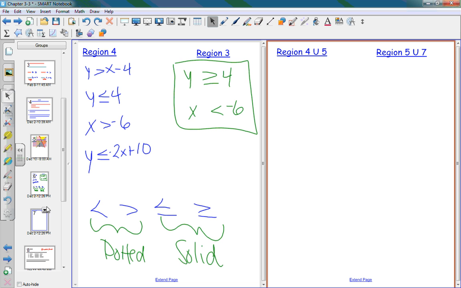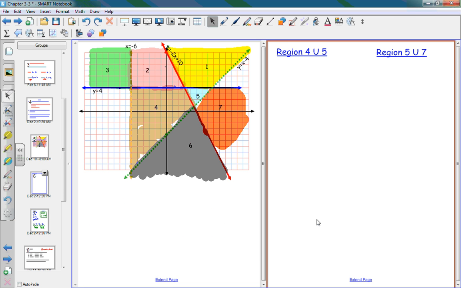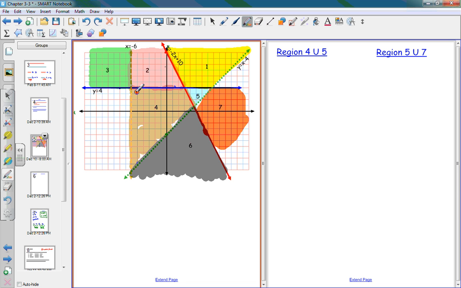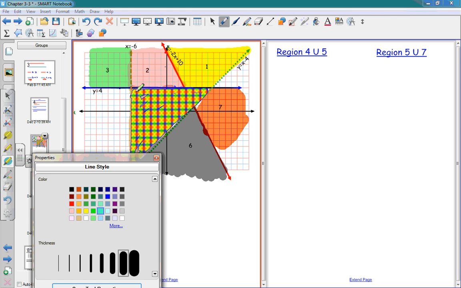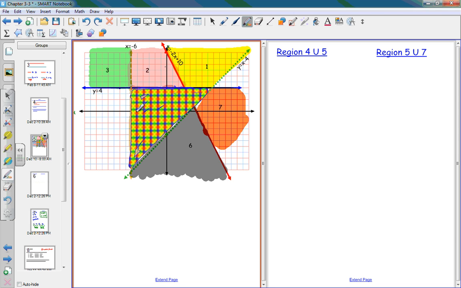Now, what if I had 4 union 5? What's that mean? 4 union 5 means 4 and 5. Do we understand that? So now, what if I wanted to cut out 4 and 5 together? Well, 4 and 5 would put you right here. Do you see there's 4 and 5?